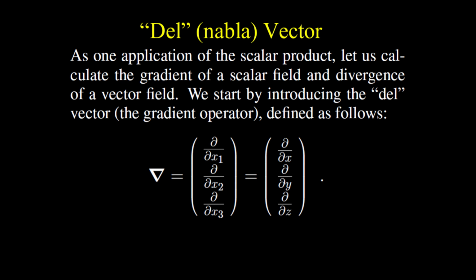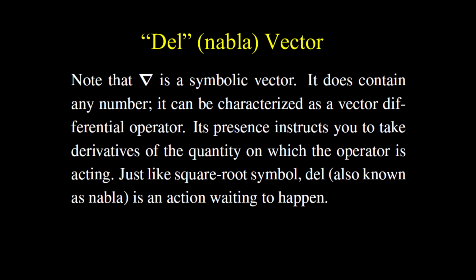Again, like all mathematical operators, del is an action waiting to happen, just as the square root symbol tells you to take the square root of anything that appears under its roof. Note that del is a symbolic vector. It does not contain any number. It can be characterized as a vector differential operator. Its presence instructs you to take derivatives of the quantity on which the operator is acting. Just like the square root symbol, del, also known as nabla, is an action waiting to happen.